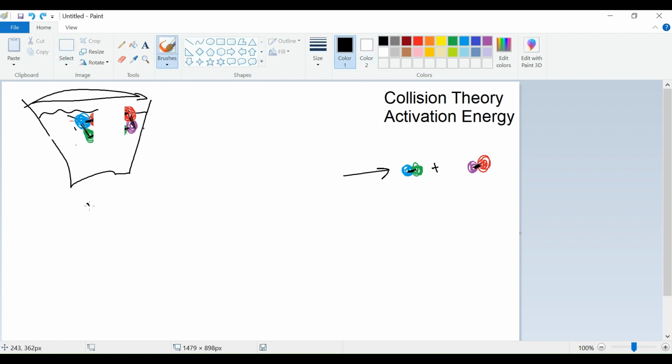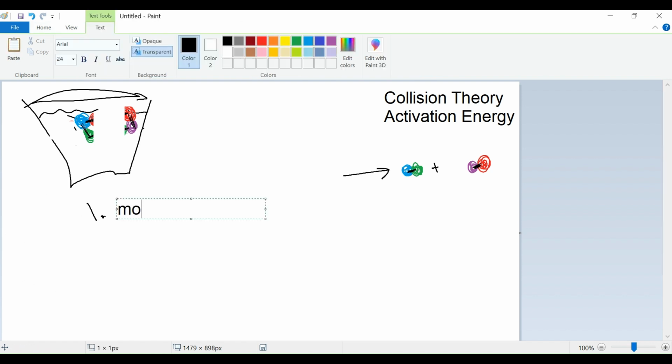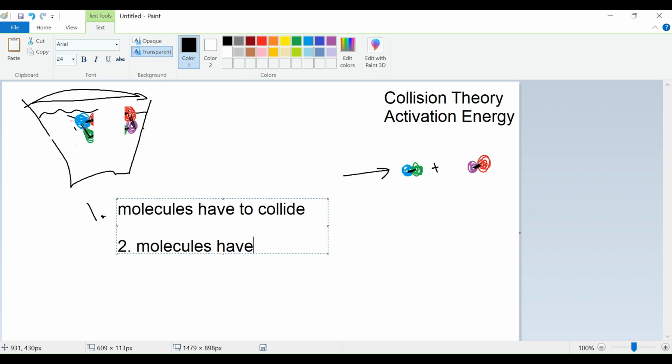So number one, my molecules had to bump into each other. They have to collide with one another. And then we said not only do they have to collide, but they also have to collide in the correct orientation. If they collide in the wrong direction, if they collide where the atoms that aren't trying to make a new bond bump together, then nothing is going to happen. So the molecules have to collide in the correct orientation.